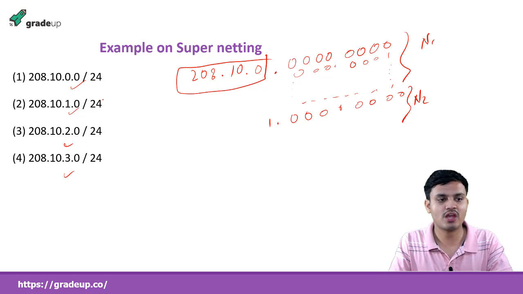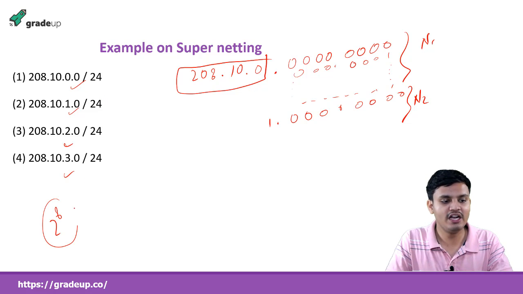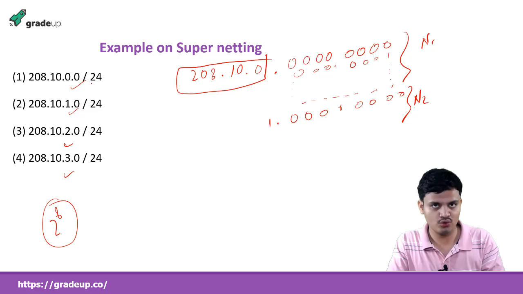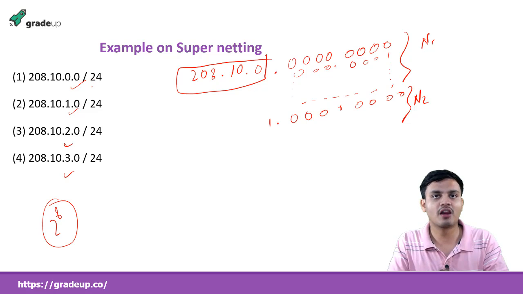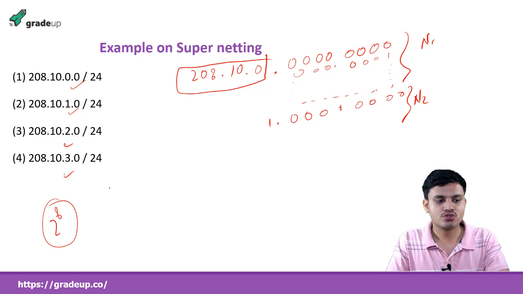All have the same size. What is the size? 2 to the power 8 is their size, because 24 bits are used for network ID and 8 bits remain, which are used for host ID. So their size is 2 to the power 8. So all of them have the same size.